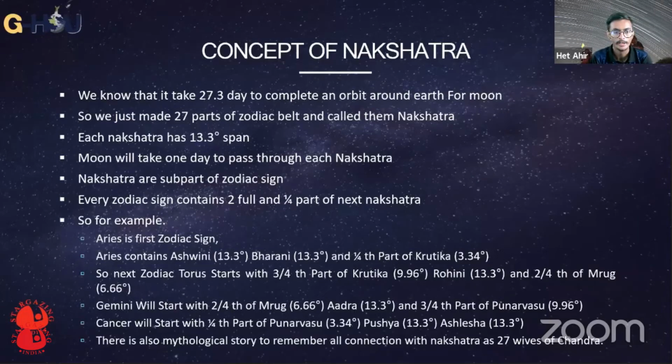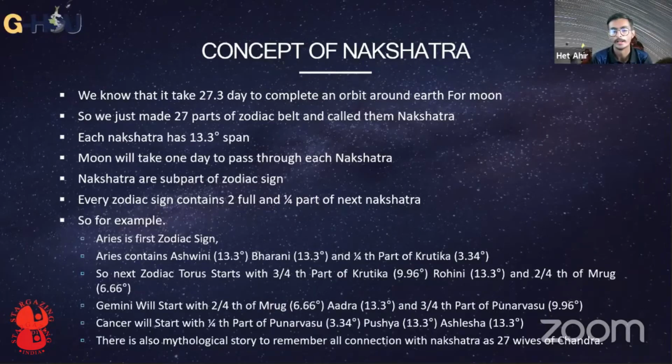For example, Aries is our first zodiac sign. Aries contains Ashwini nakshatra as a full one, Bharani nakshatra as a full one, and the next nakshatra is Kritika, of which it has a 1/4 part. After Aries, we will have Taurus, and Taurus starts with the remaining 3/4 part of Kritika, the full nakshatra of Rohini, and half of Mrug nakshatra.